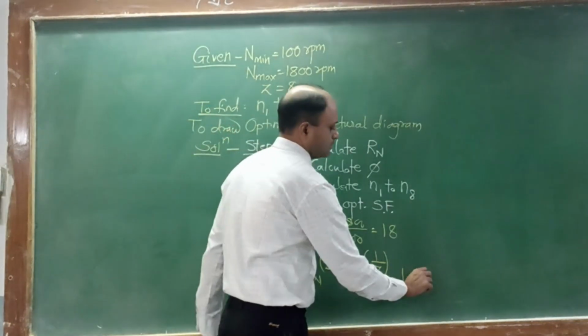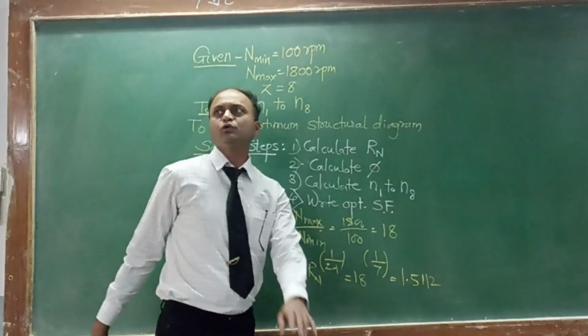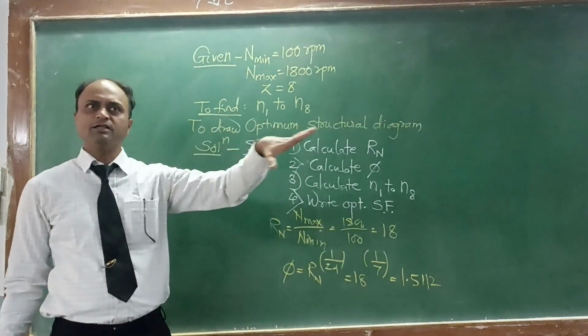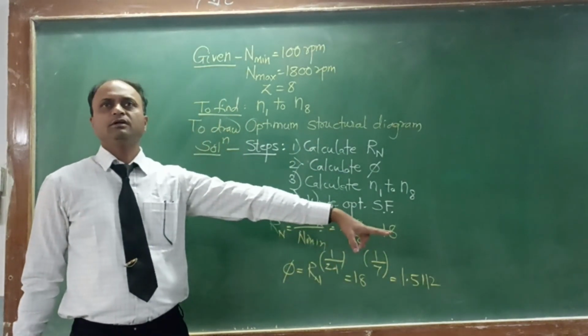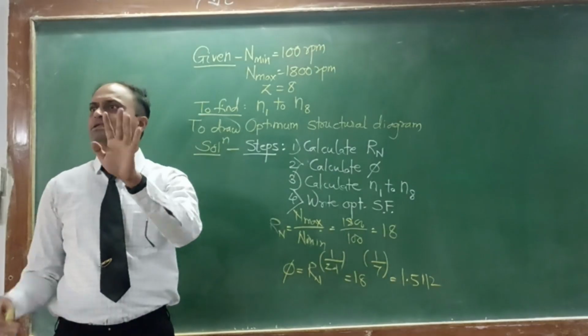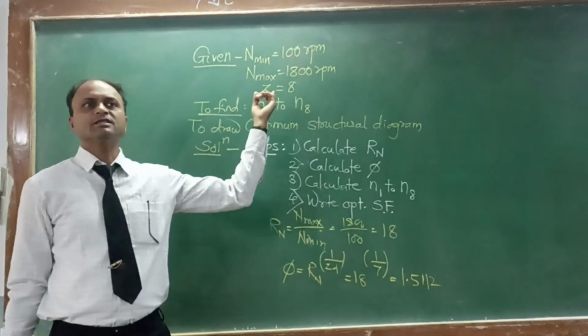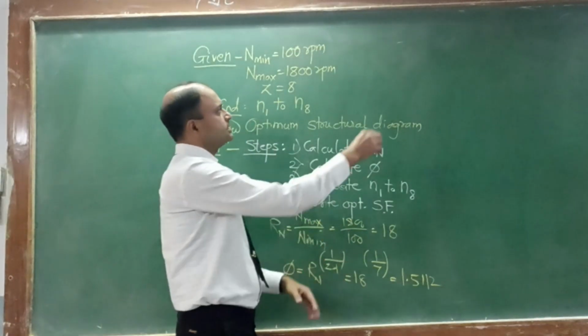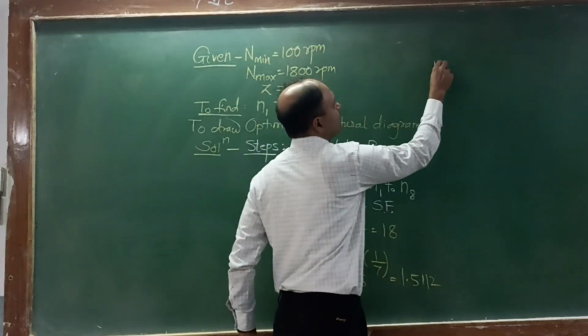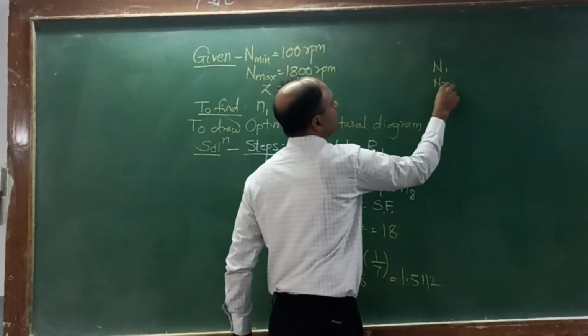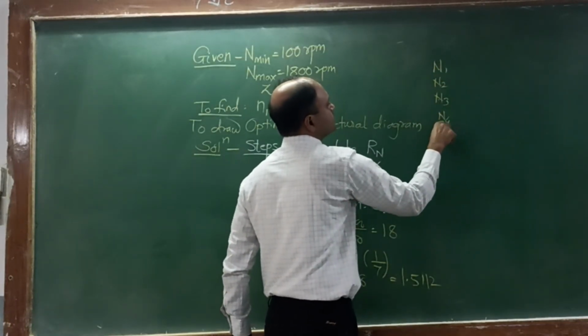Better you take it up to 4 digits. We will follow this rule henceforth. If you take after decimal point up to 4 digits, last speed will be very near to the maximum speed. After this we have to find all the speeds from n1 to n8. So n1, n2, n3.